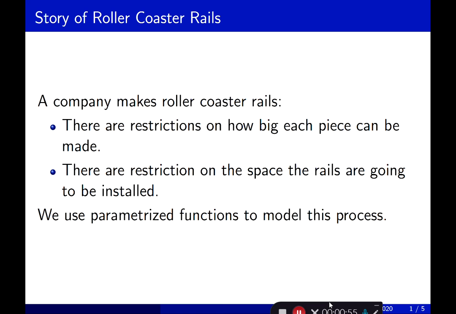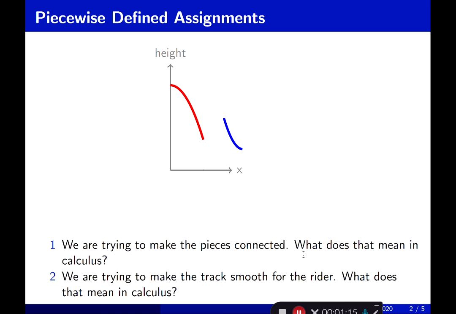And there's also the fact that you want the person who's riding the roller coaster to have the thrill, to just be excited on that roller coaster. So you want certain properties out of the roller coaster. We use parameterized functions to model each piece. And so when we do that, let's say I have two pieces, and I take them to the site, and I try to install them.